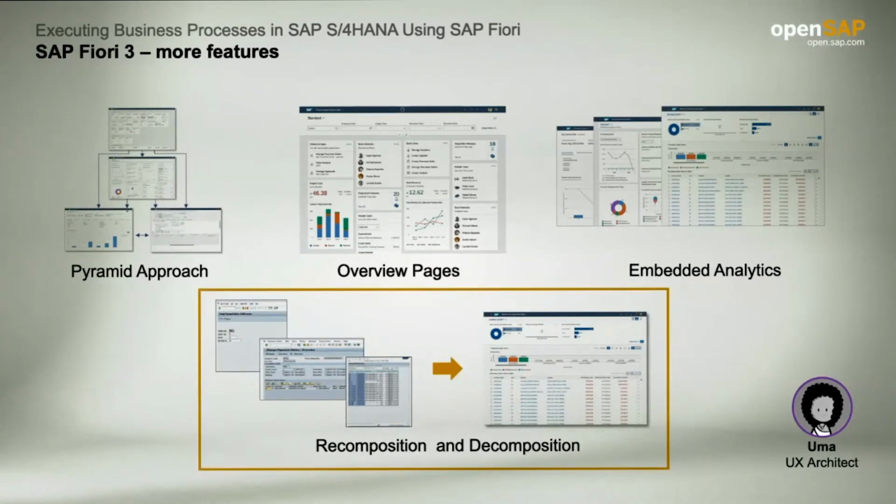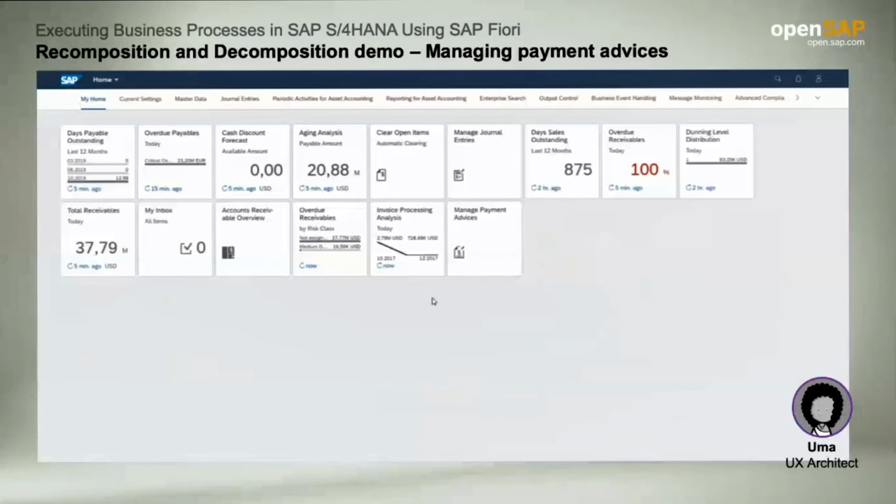Recomposition is combining multiple similar and related transactions into one single integrated app. Decomposition, on the other hand, is the extraction of functionality from the transaction-based approach of the traditional SAP solution into smaller role and task-focused applications, sometimes also combining functionality from different transactions. This concept has been applied to the payment advices process. Let's look at a demo for recomposition.